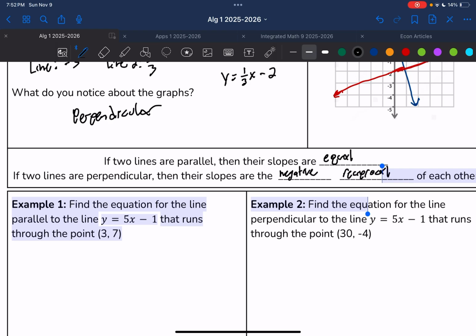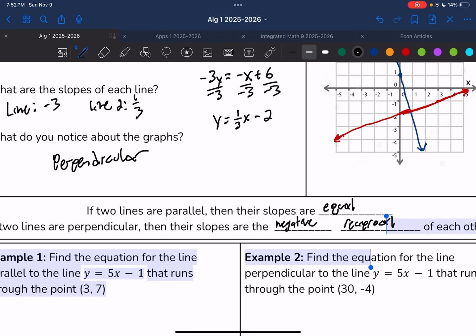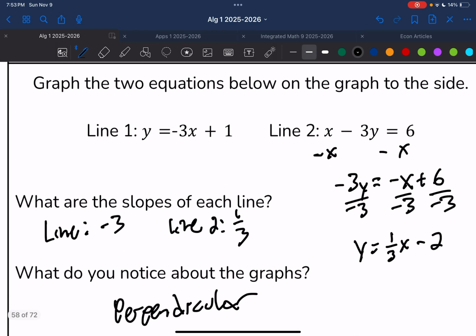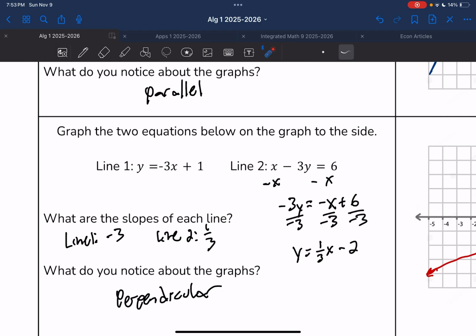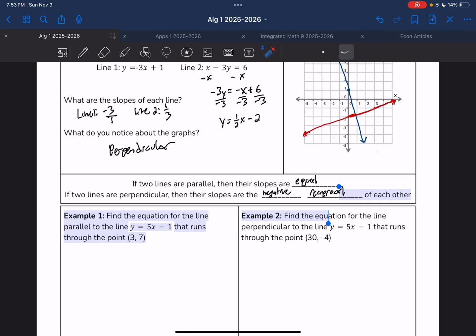reciprocal of each other. So what is meant by negative reciprocal is, if we look at this one, the first line has slope -3, but the second line has slope +1/3. So notice how this can be written 3/1, and if we flip it, or take the reciprocal, we get 1/3, and this one's positive and this one's negative. So if you have two lines where their slopes are the negative reciprocal of each other, you know that those lines are going to be perpendicular.